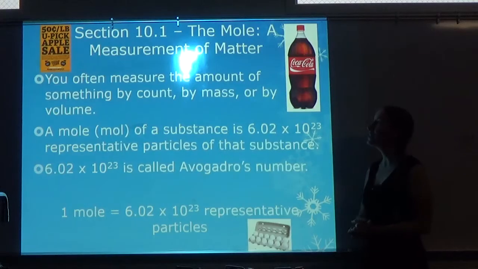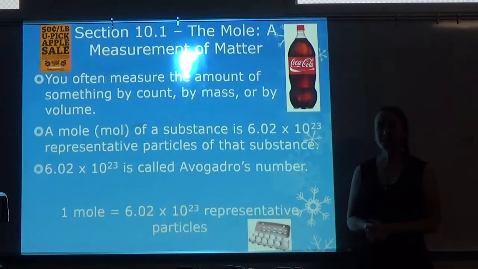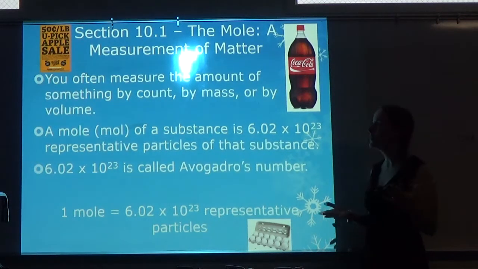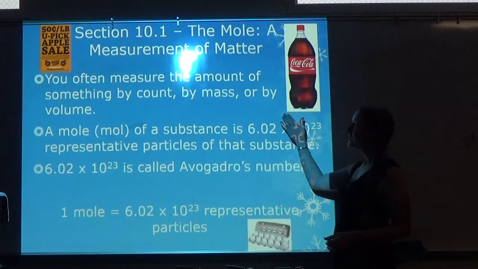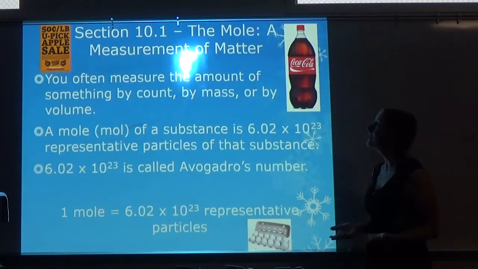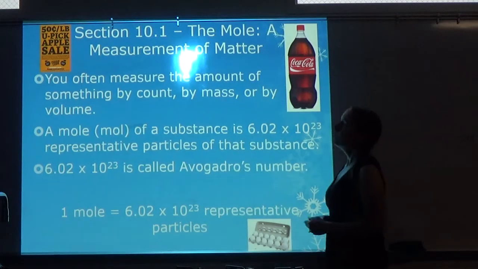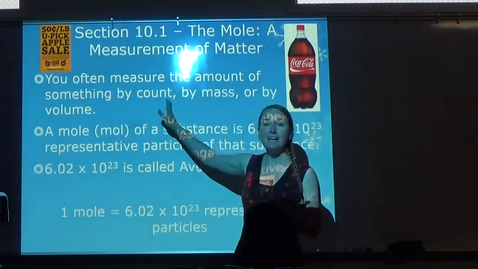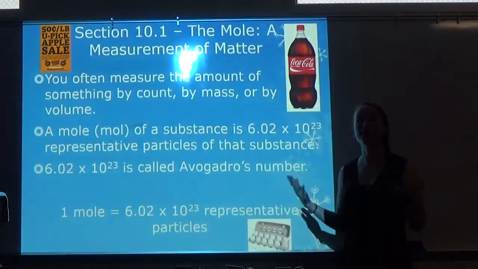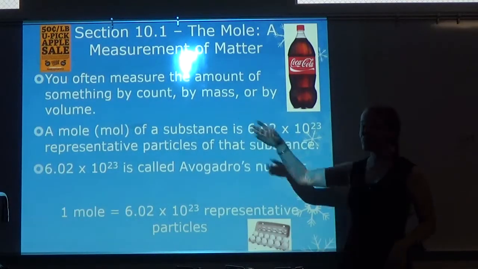So this is our honors chemistry lesson video for section 10.1. In chapter 10, we are going to start talking about a new unit of measurement called the mole. You often measure the amount of something by count, by mass, or by volume. For example, by count, you buy eggs by the dozen. So you buy a pack of 12 eggs, so that's measured by count.